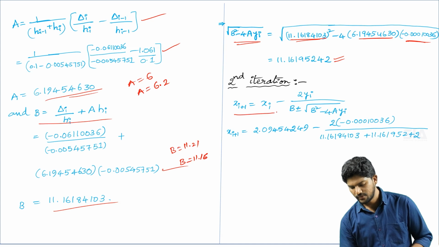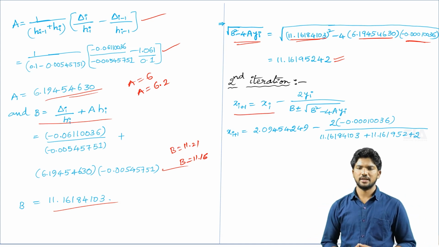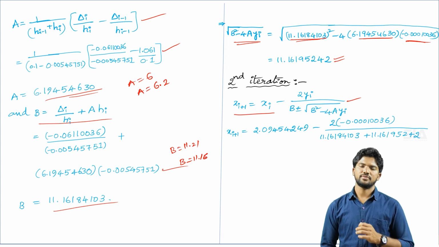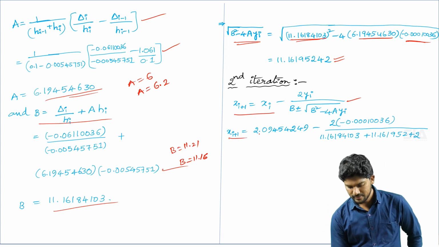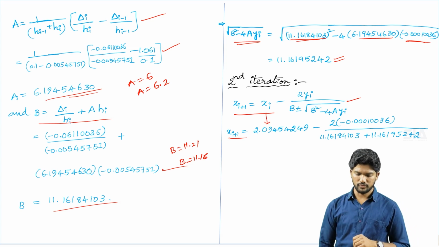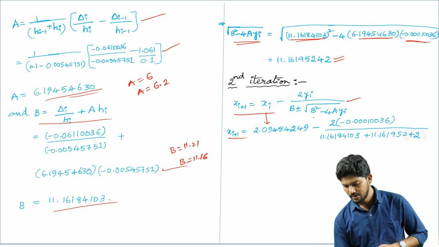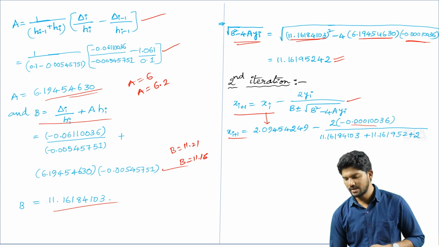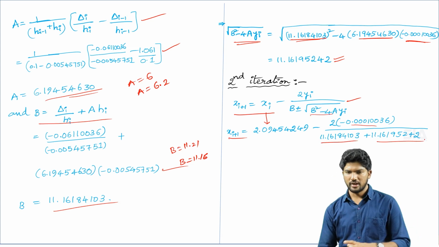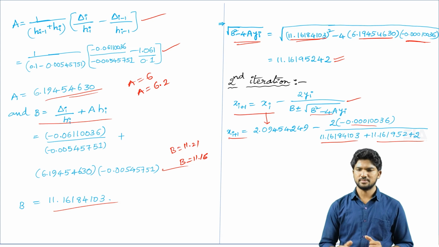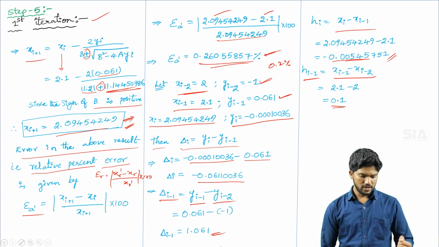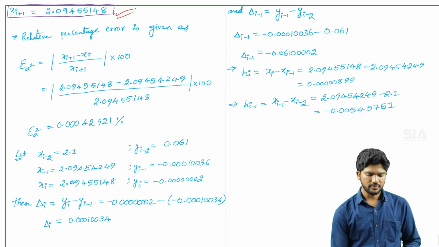So directly, h suffix i plus 1 is equal to x suffix i minus 2yi by b plus or minus the square root of b square minus 4a yi. So therefore h suffix i plus 1 is equal to, substitute that value, 2.09454249, that is the x suffix i, minus 2 times the y suffix i value we got, and the capital B value we got, and this total square root value we already got here. Substitute all the corresponding values we got in the previous iteration. If you simplify them, you will get x suffix i plus 1 in this format.